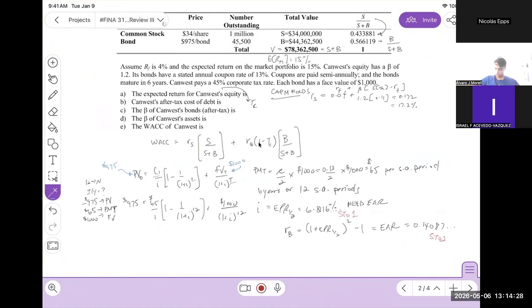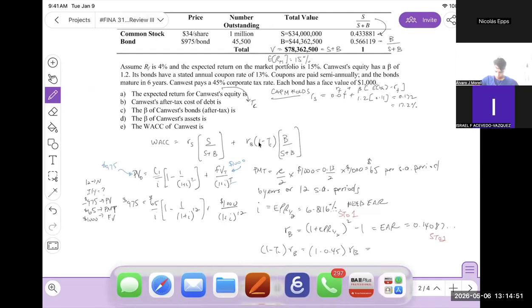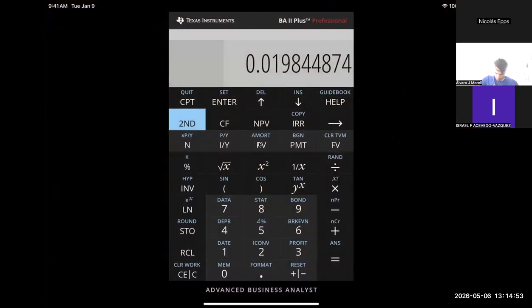I often do the 1 minus TC in the notes, so let's put that there so you can see the same numbers. So we want this 1 minus TC, so 1 minus 0.45 is 0.55 times RB. What is that? That's going to be 0.55 times this times 0.55. Oh, no, that's not right. Recall 2, is it 0.55? 0.0774. That's it. Store 3.